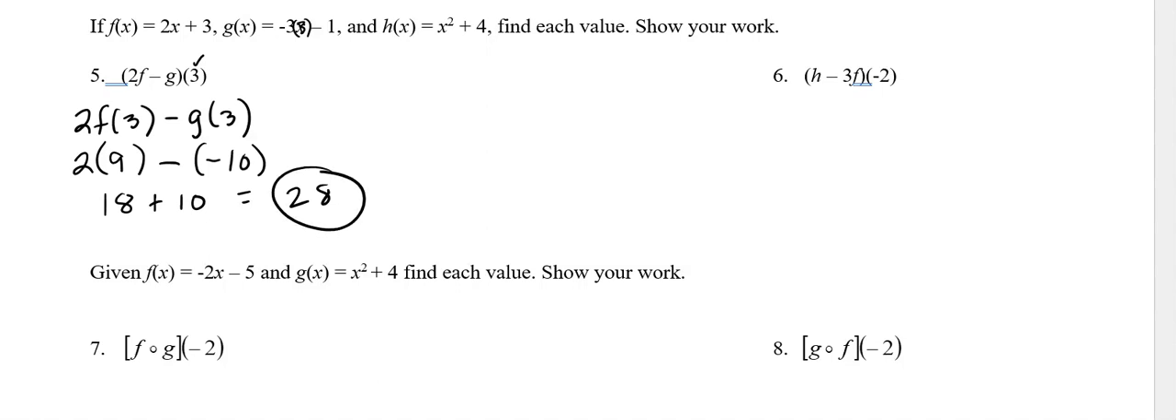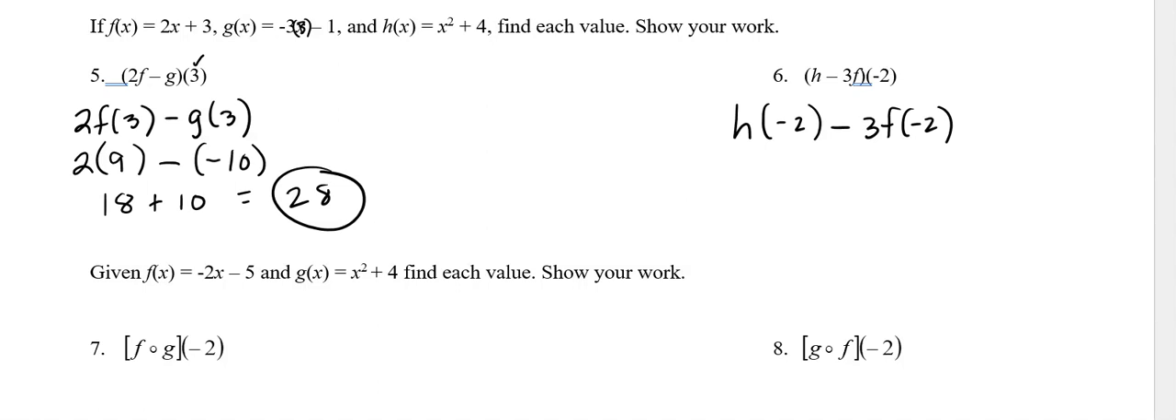And then I'm going to rewrite number 6 in the same way. I'm going to find h of negative 2. I'm going to subtract from that inputting negative 2 into f, and then multiplying that result, that output, by 3. And then we'll be subtracting these two results.